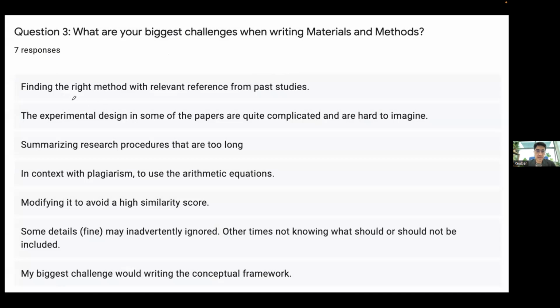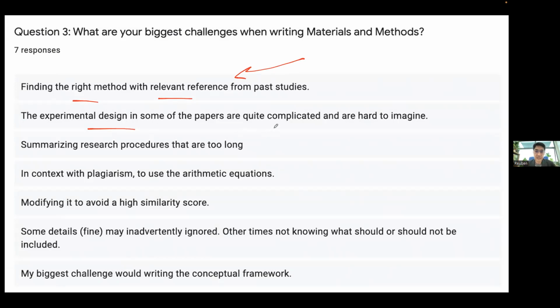All right, so there's some questions here. Finding the right method with the relevant reference from past studies. Again, perhaps if you want to find suitable methods, check out the Google Scholar relevant articles there. You might find relevant methods for your work.